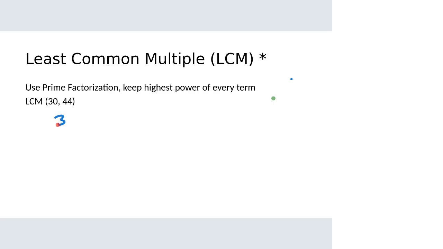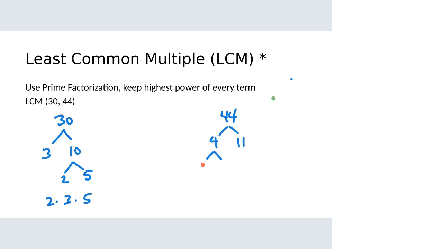So we need our prime factorizations. We'll start with 30. I'll do 3 times 10 and 2 times 5. And so our prime factorization there is 2 times 3 times 5. That's how we'll get 30 as a product of prime numbers. And then for 44, 4 times 11, and then 2 times 2. So it looks like 2 squared times 11. It's kind of a weird one, but I guess that's how it goes.